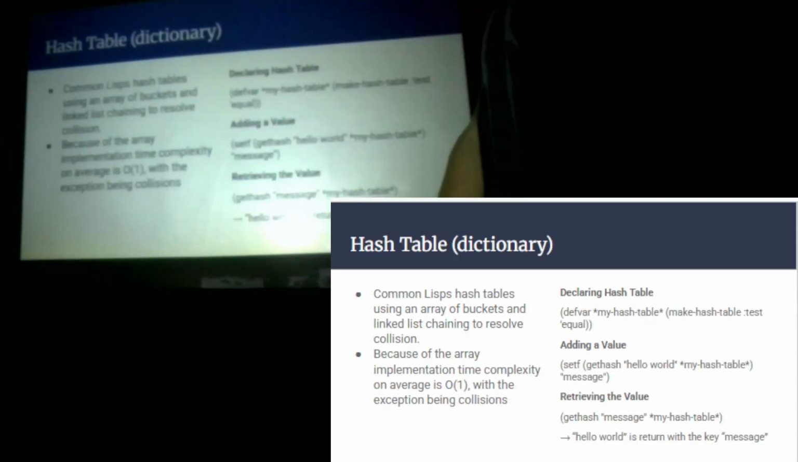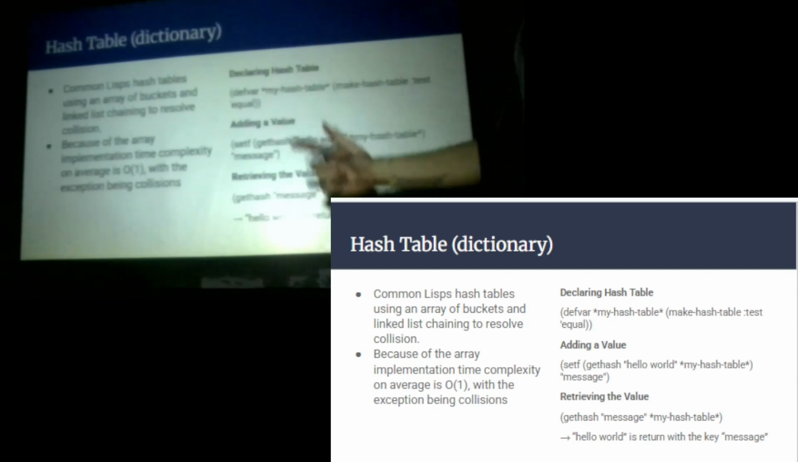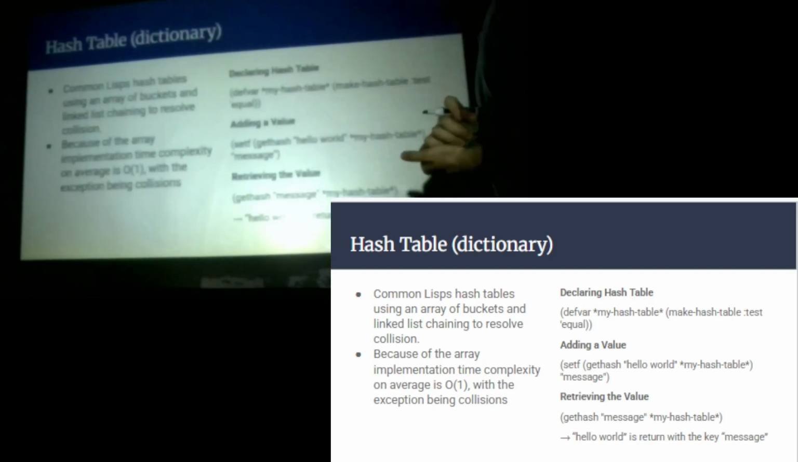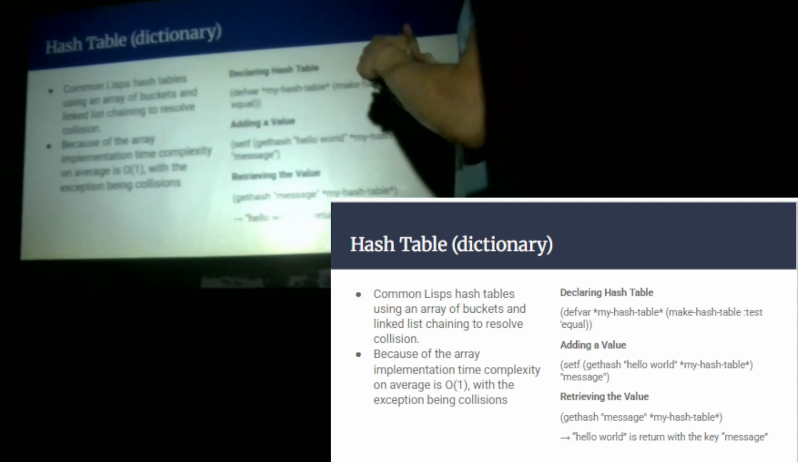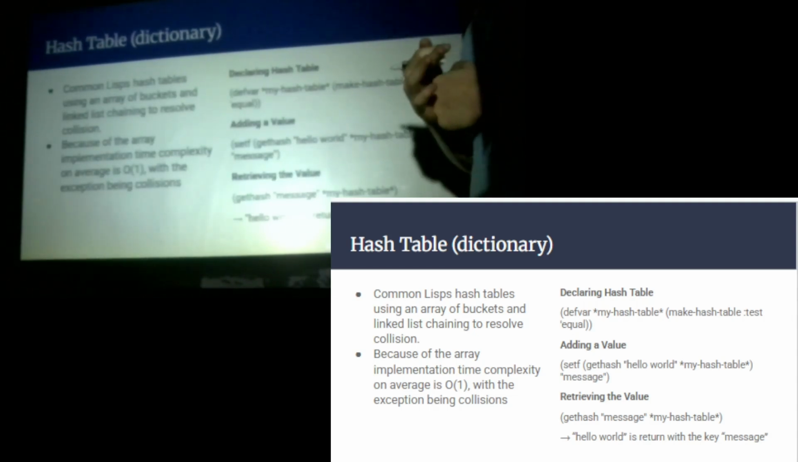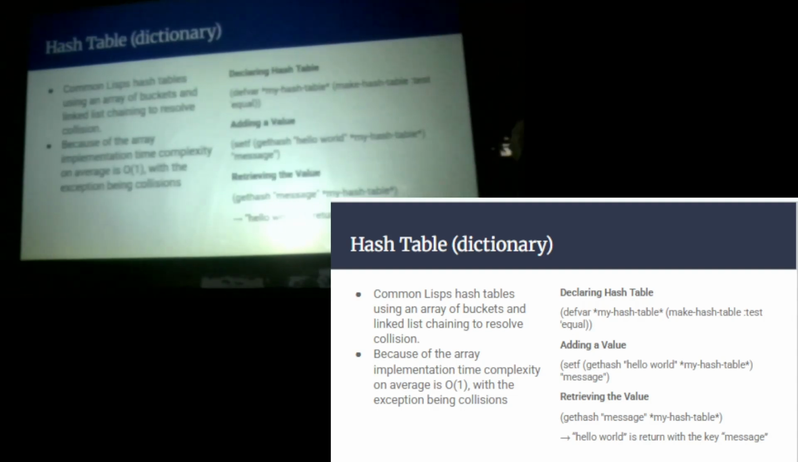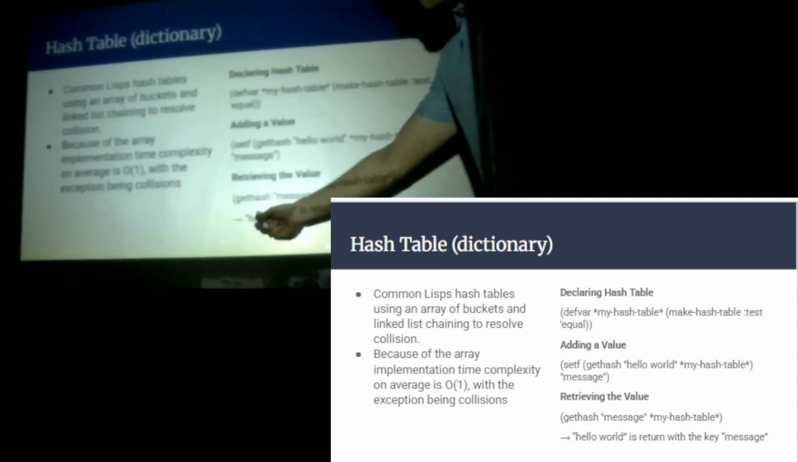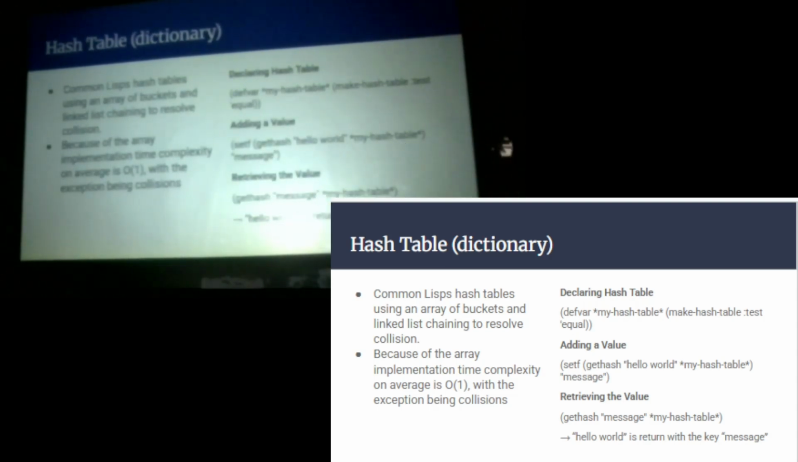Dictionaries / hash tables are kind of cool because they are built into Common Lisp, very similar to Python, unlike C++. Common Lisp hash tables use an array of buckets and linked list chaining to resolve collision. Because of the array implementation, they are really fast with O(1) time complexity. You declare a hash table using this syntax right here, as well as adding a value with this syntax right here, and retrieving the value, this syntax right here, and here's what kind of value is two at the bottom.